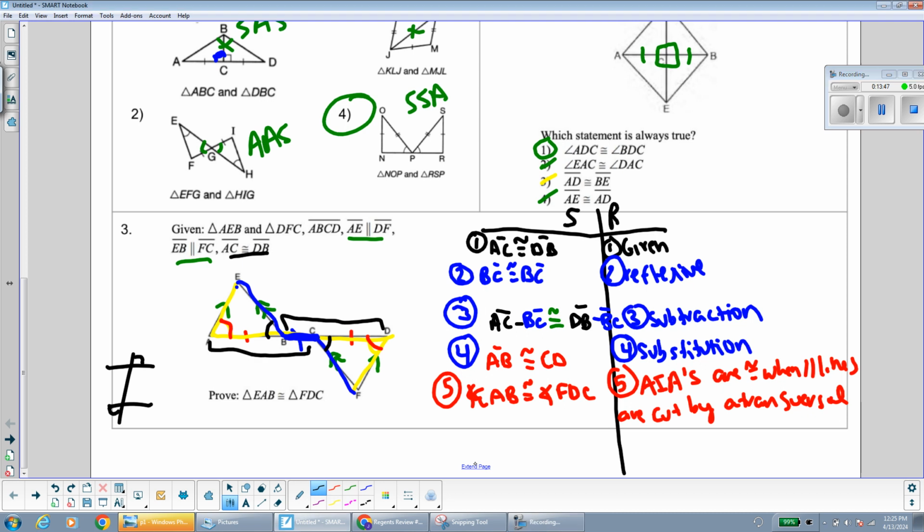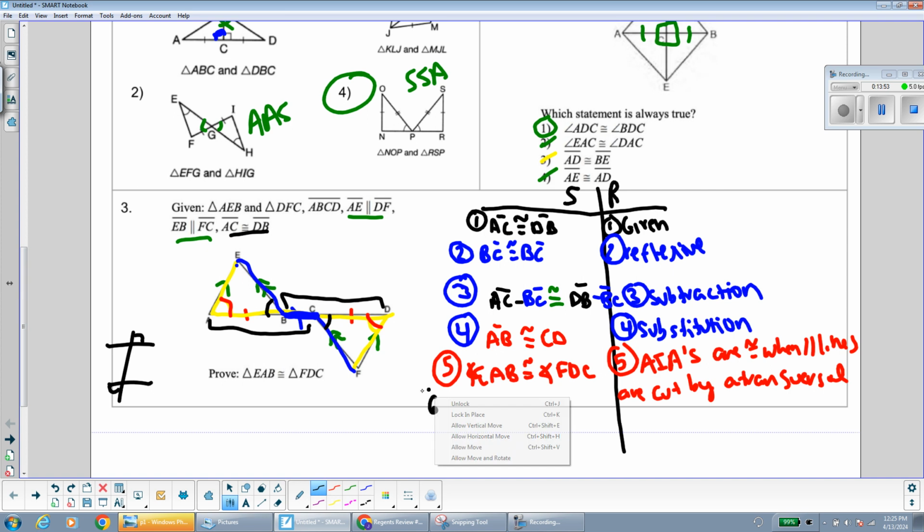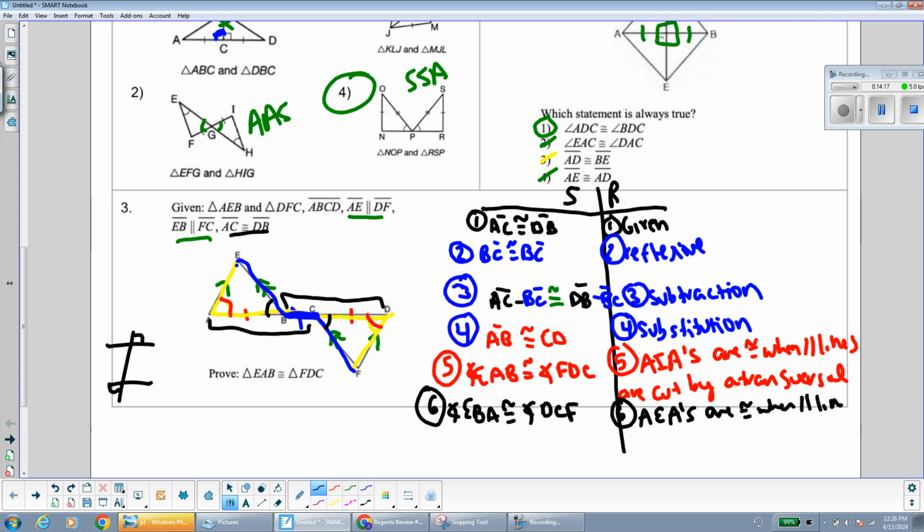So let me get a little bit more space here. And then I can say that angle EBA is congruent to angle DCF because alternate exterior angles, once again, this is not a real abbreviation, are congruent when parallel lines are cut by a transversal. And alternate exterior angles don't often come up. It's usually alternate interior angles or corresponding angles.